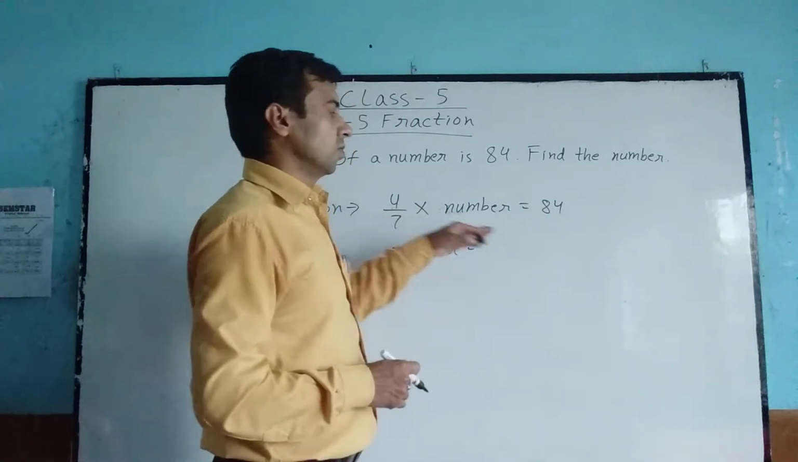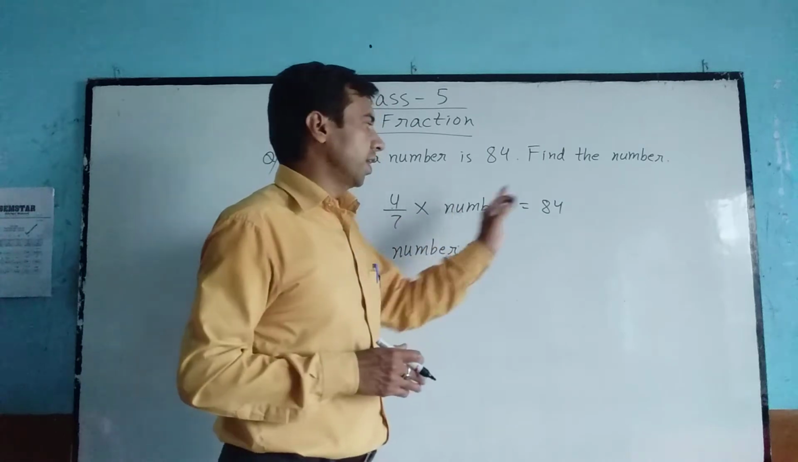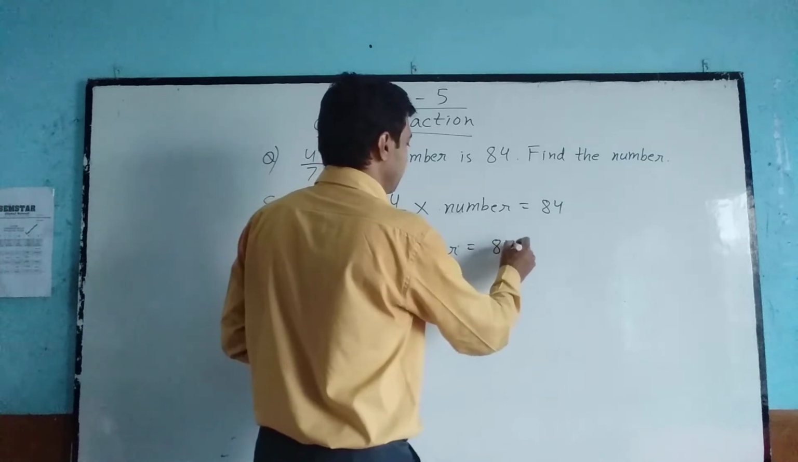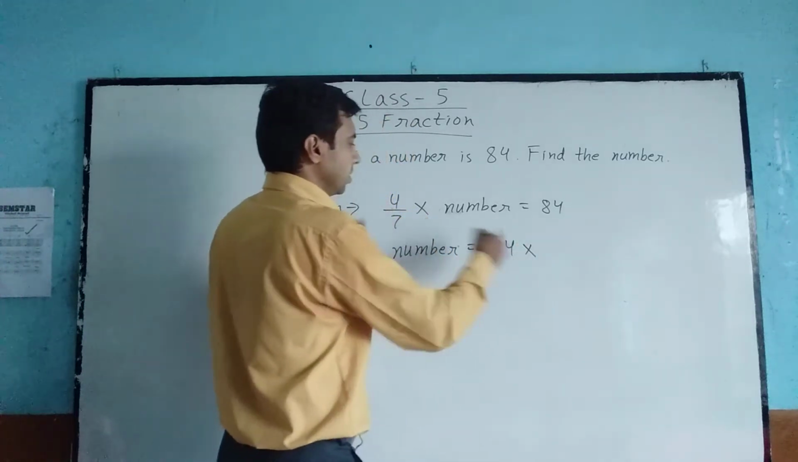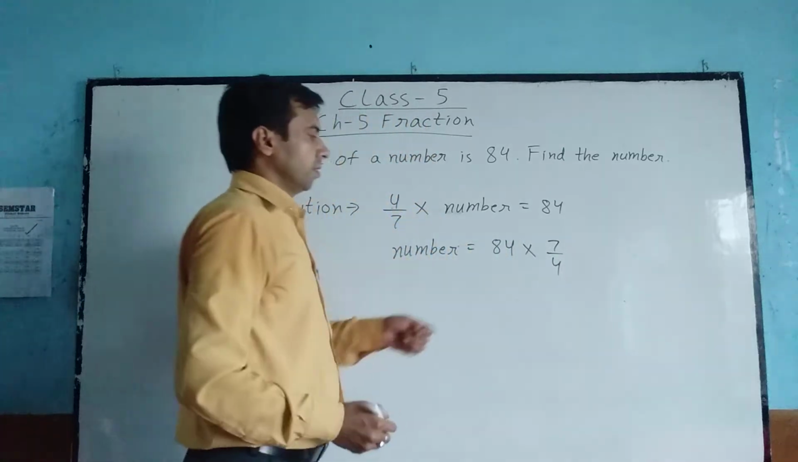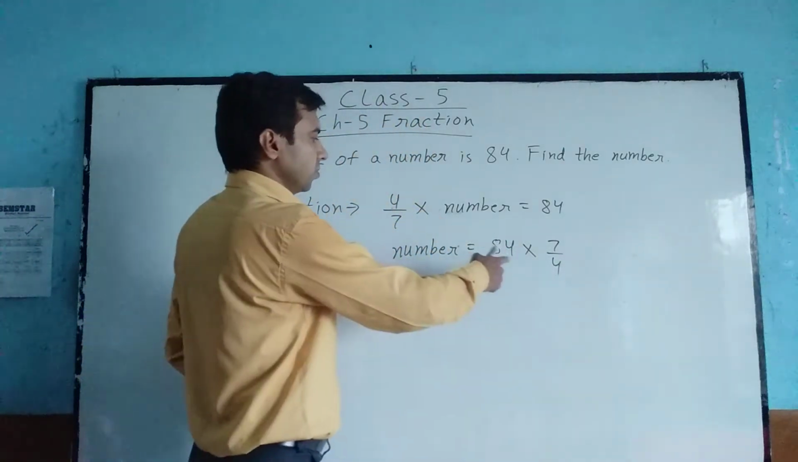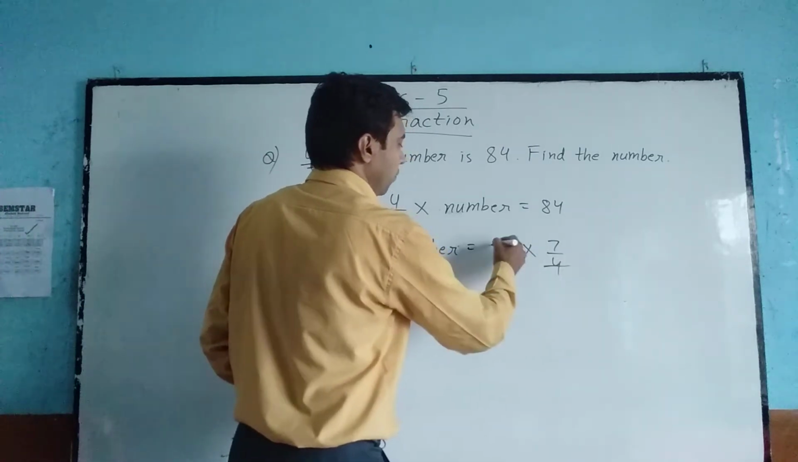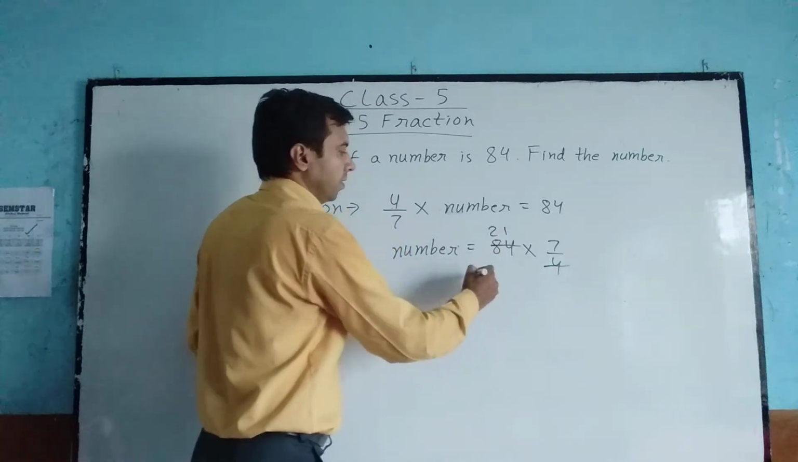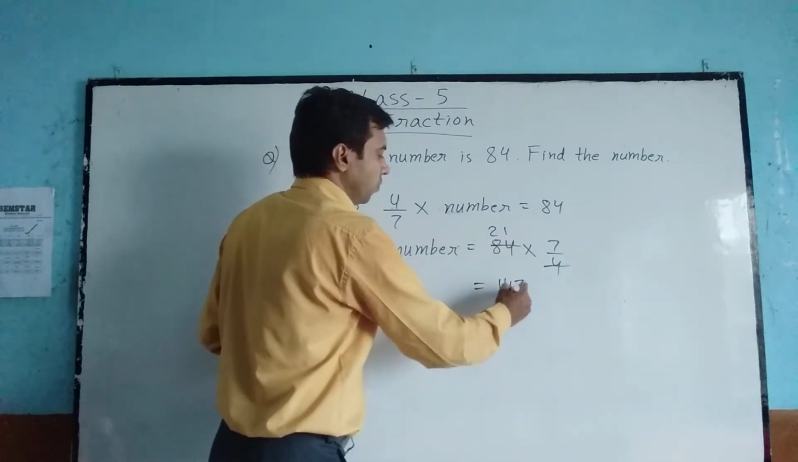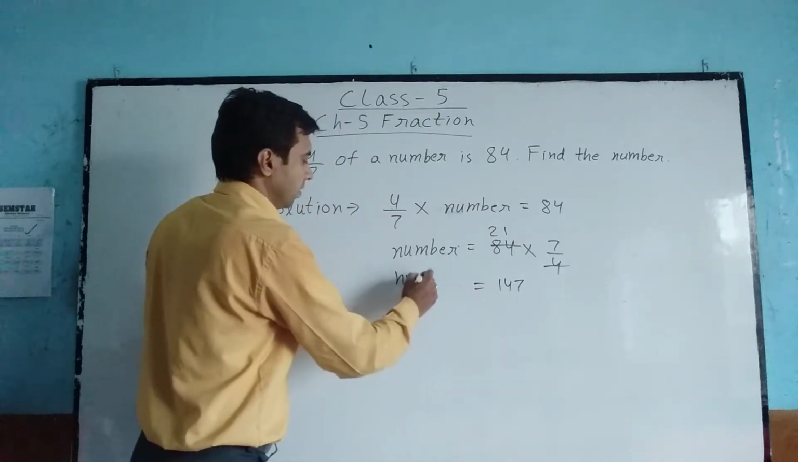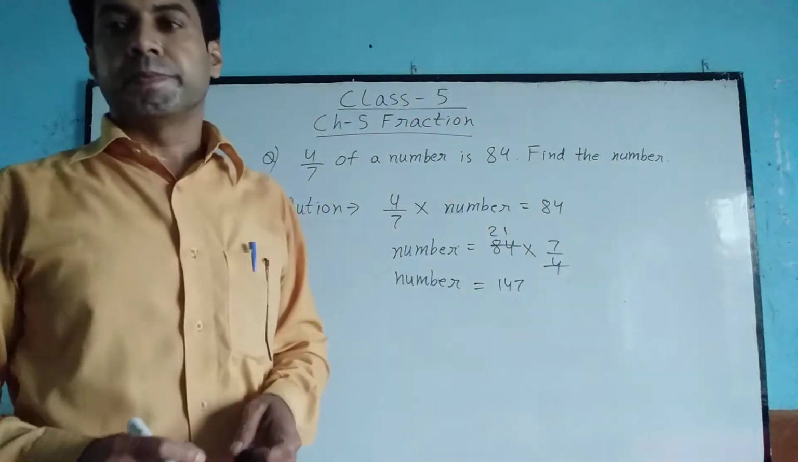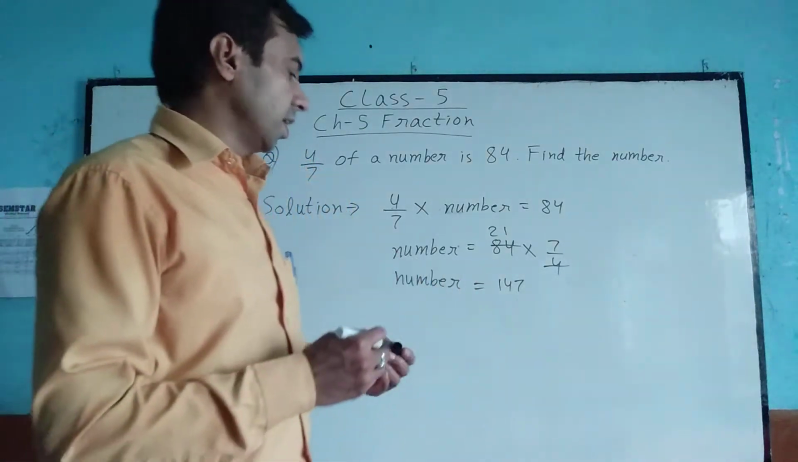Here we are multiplying, so when we change the position of this fraction, we will multiply there also. Number is equal to 84 into 7 by 4. Multiplicative inverse or reciprocal. So now cross multiplication, we can divide it, we can reduce it. 4 1s are 4, 7 1s are 7, 7 2s are 14. Number is equal to 147. So this is our answer.